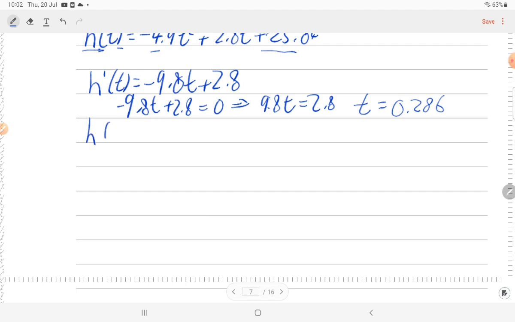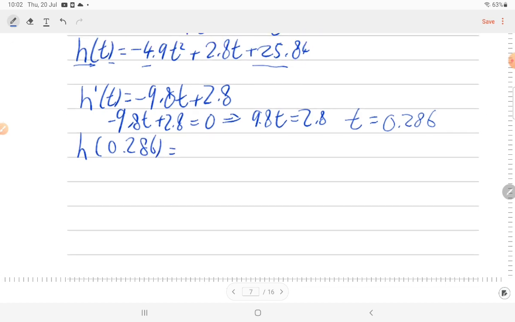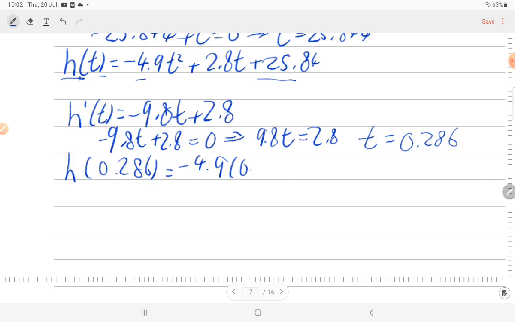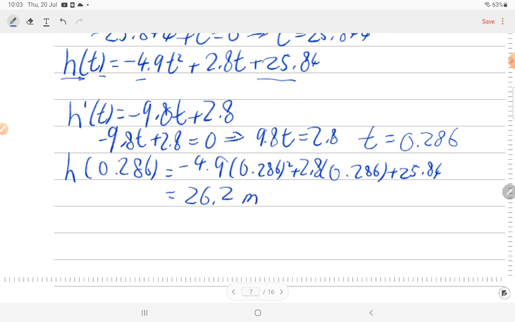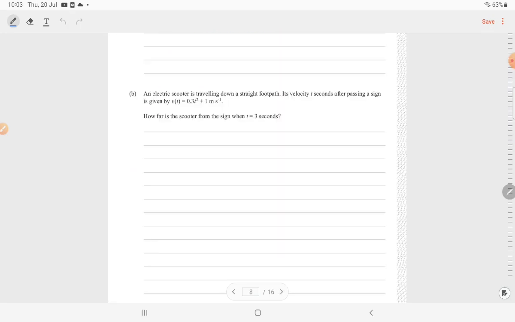So we just plug in 0.286, which is equal to negative 4.9 times 0.286 squared plus 2.8 times 0.286 plus 25.84, which is 26.2 meters high. It was quite a tough problem.